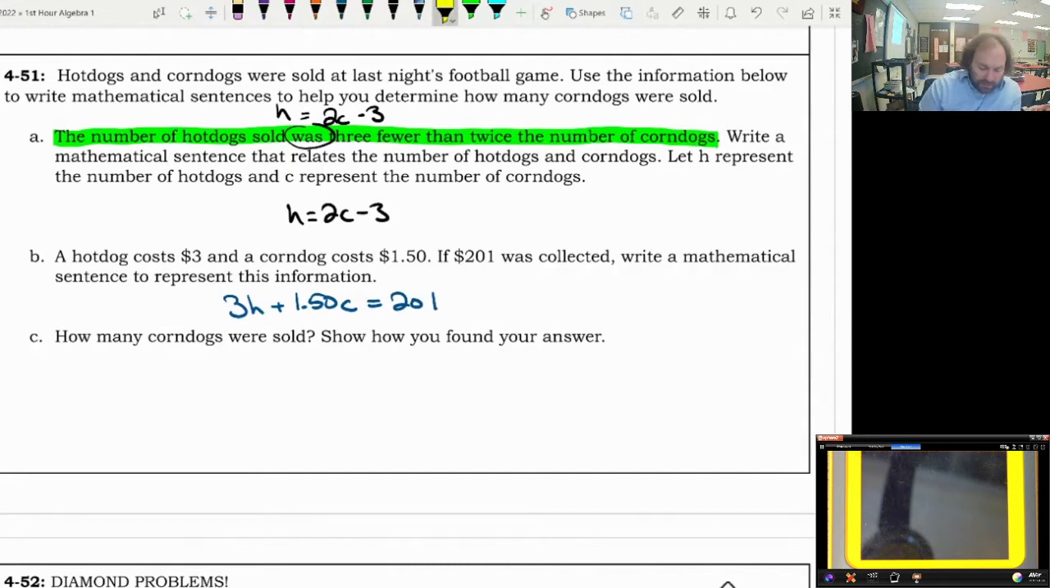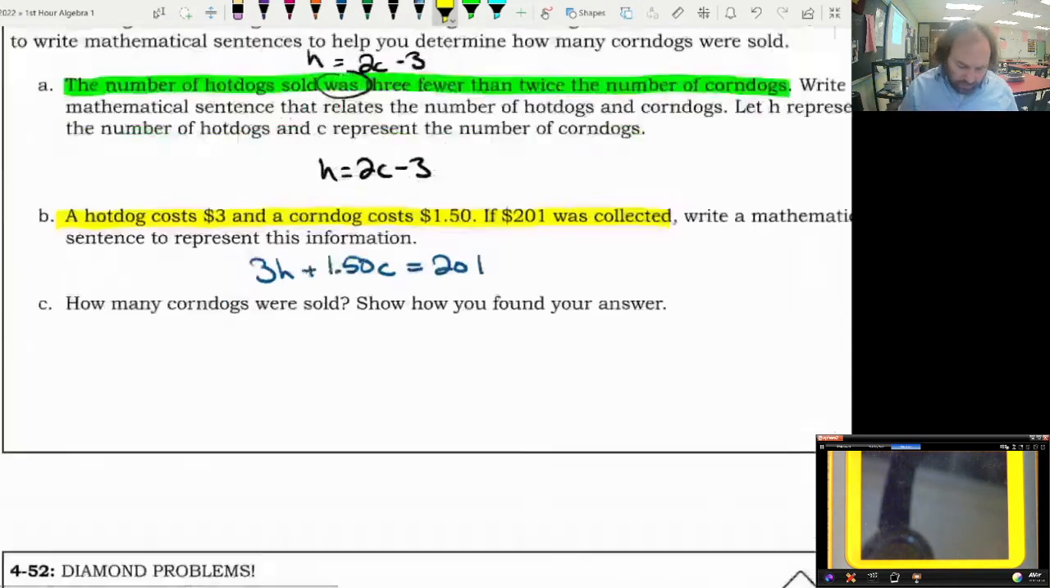Again, get used to seeing these sentences because they are going to be everywhere in these problems. You will see these same kind of ideas over and over again. Just have the confidence in yourself to write these equations. They are not difficult to write if you read and think. How many corn dogs were sold?